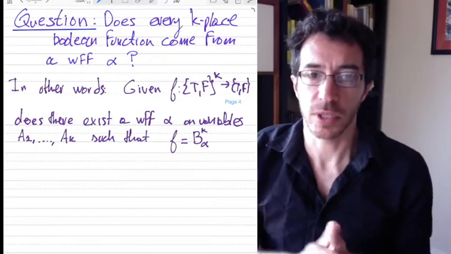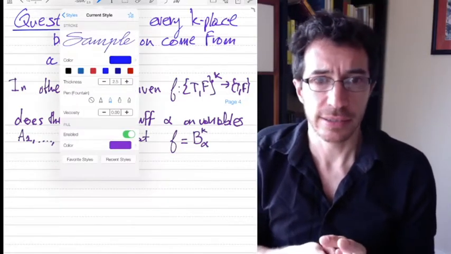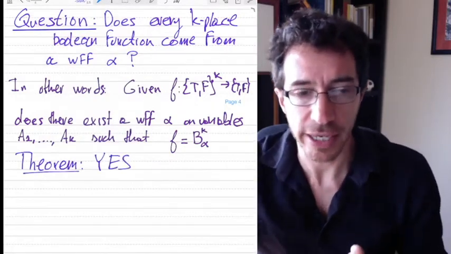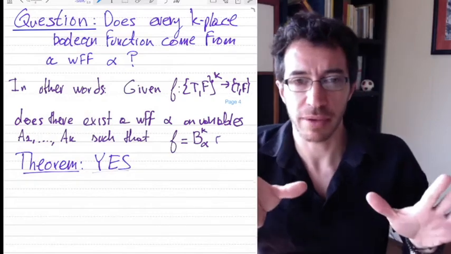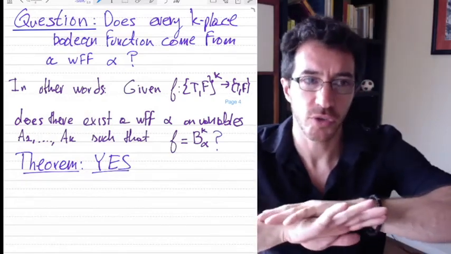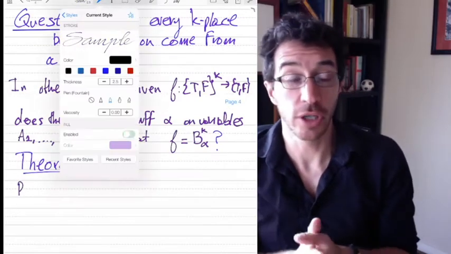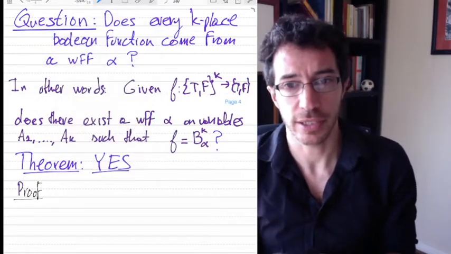What do you guys think? What should the answer be? And it's not an easy question. It's a theorem, and the answer is yes. So the connectives that we have so far are enough to get you all k-place Boolean functions. So let's look at a proof of why this is the case.